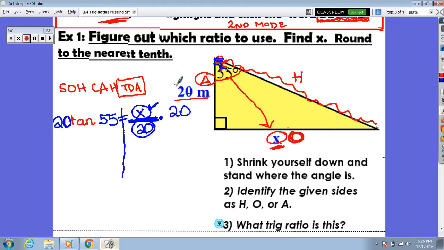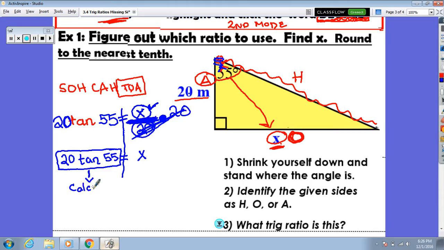So let's rewind. We're trying to get x by itself. I looked down here and I saw that I was dividing by the number 20. So in order to get x by itself, 20 has to go. And the fraction bar means to divide. So the opposite would be to multiply by 20 on both sides, okay? So on this side we have 20 times the tangent of 55 equals 20 divided by 20 cancels. So all I have left is x. And this is what you want. This side will give me my answer when I type it into the calculator.